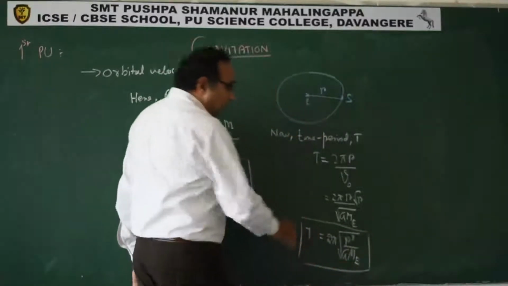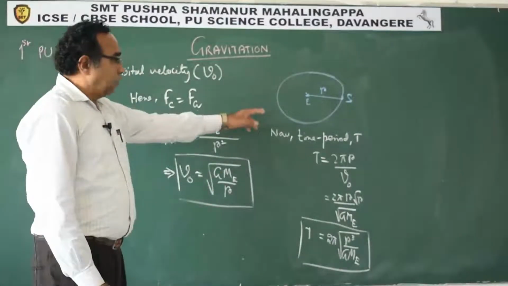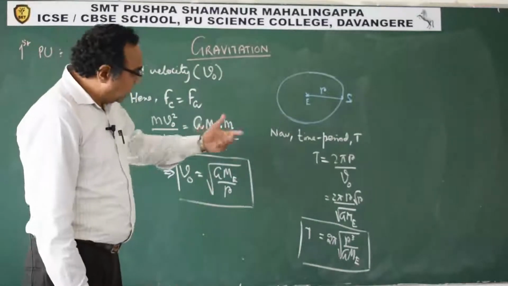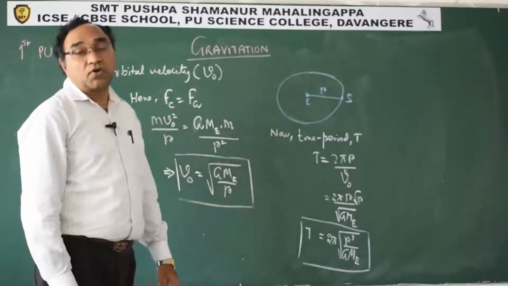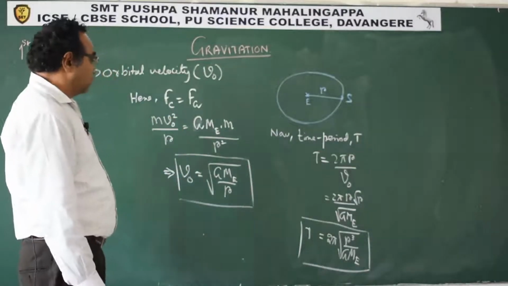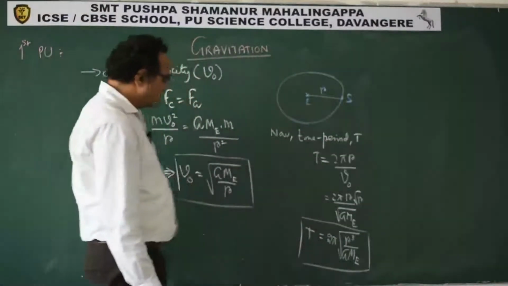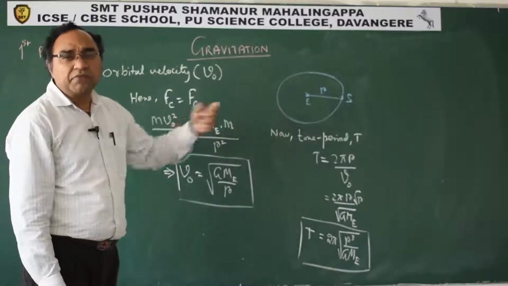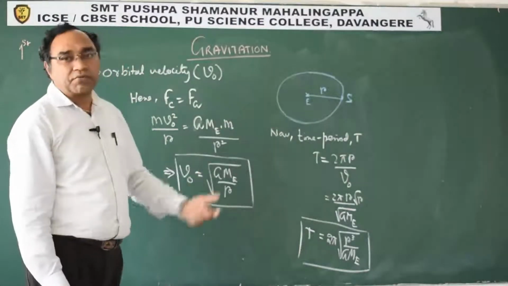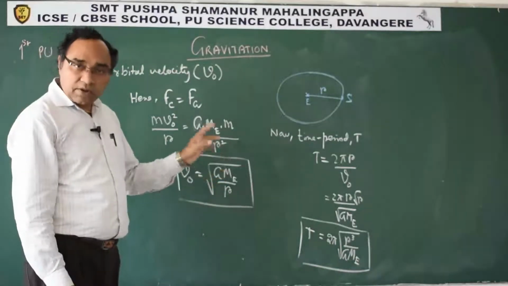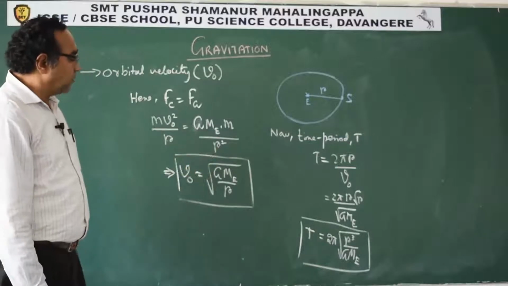See how we can find out the time period of revolution of that satellite, provided we are able to understand what exactly is given and what is to be found out. Now you can find angular velocity. V is r omega, so omega is V naught by r. You can find out the angular velocity also. Those things can be found out by this calculation.